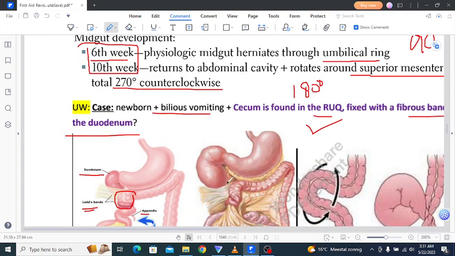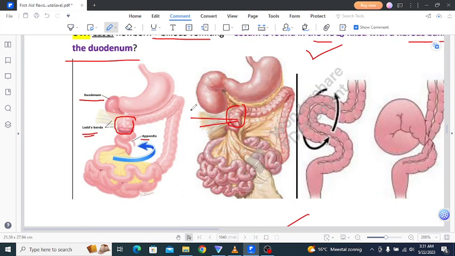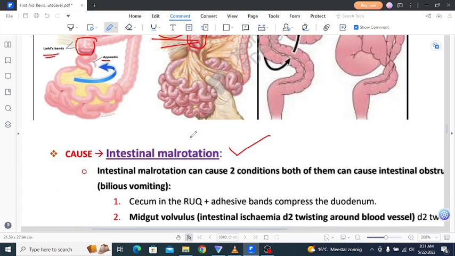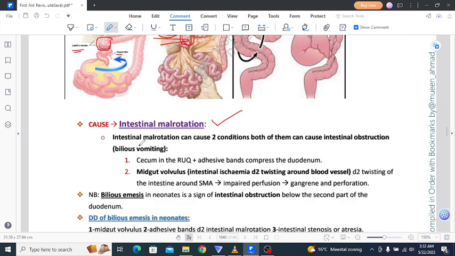Here you can see that there is a cecum over here, and the Ladd bands are connecting this cecum overlying the duodenum. So these Ladd bands are coming above the duodenum. They are bridging over the duodenum and thus compressing the duodenum. As you can see, a very enlarged or swollen duodenum is present over here. This is a picture of volvulus. We'll see that later. So intestinal malrotation can cause two conditions. Both of them can cause intestinal obstruction and thus bilious vomiting.